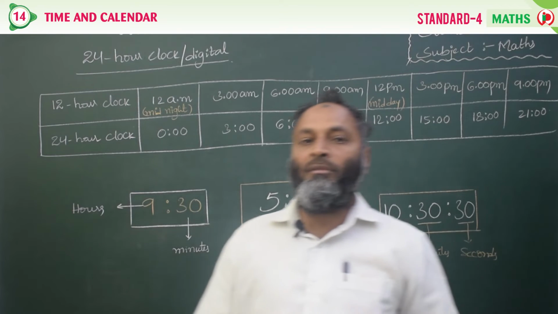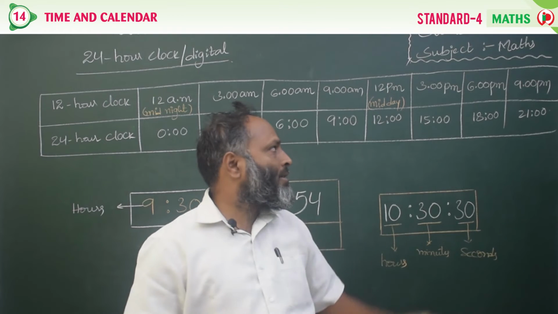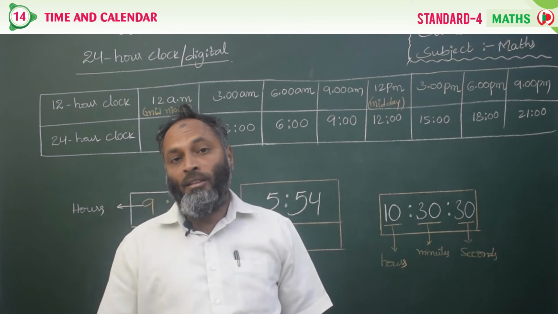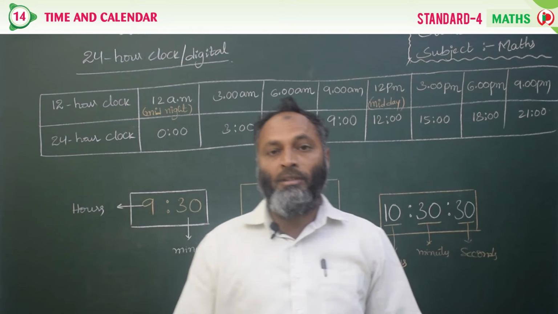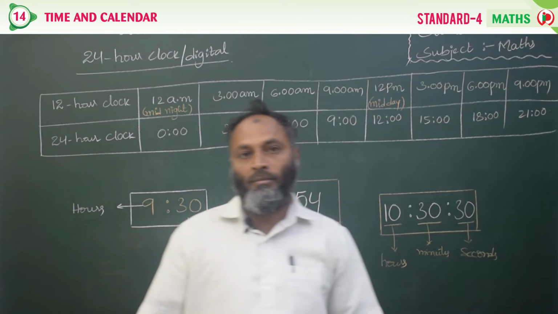So only for the PM times, whatever PM time is given, we should add 12 to it. Then whatever comes, we should write in the 24 hours format.